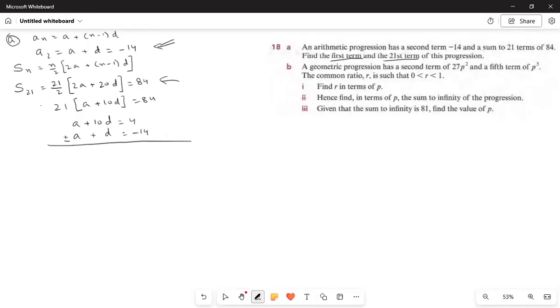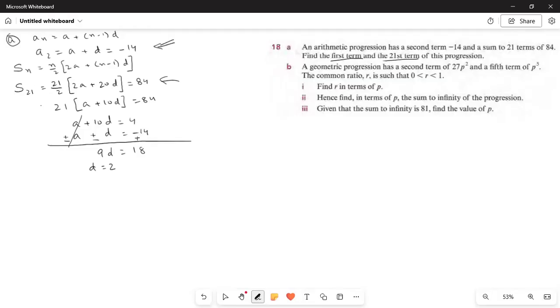So this will become negative, negative, and this is positive. So A cancels. 10d minus d is 9d. And 4 plus 14 is 18. So 18 over 9 is 2. So d is 2. Okay.